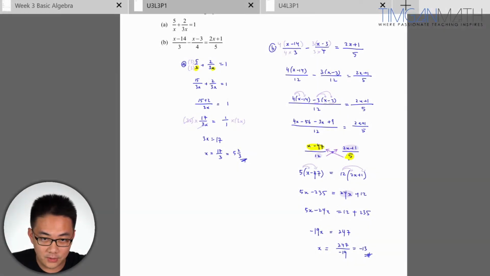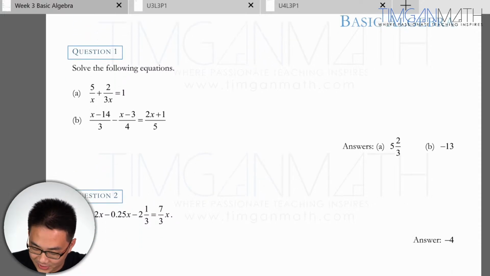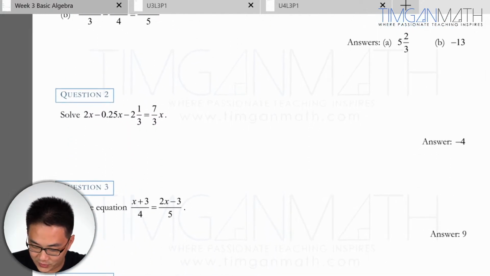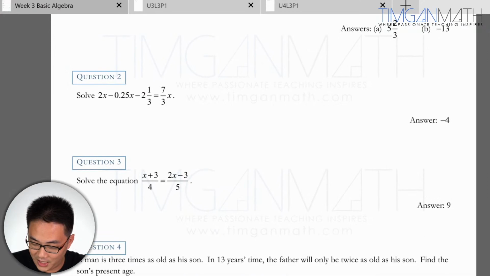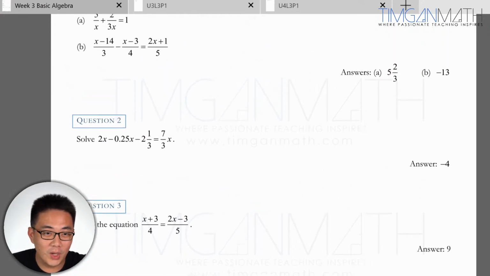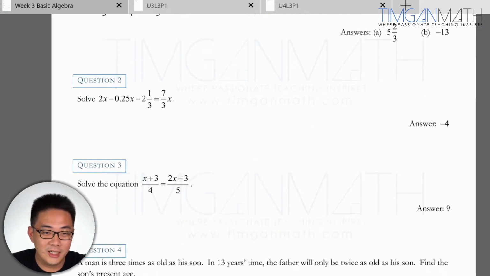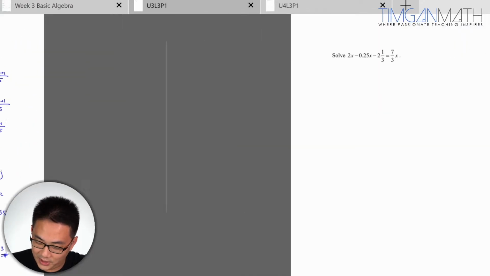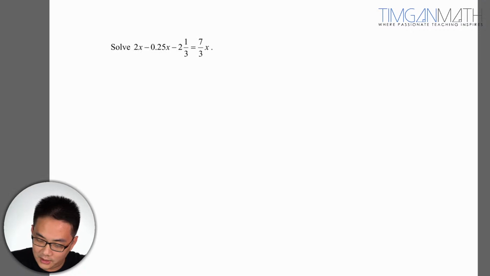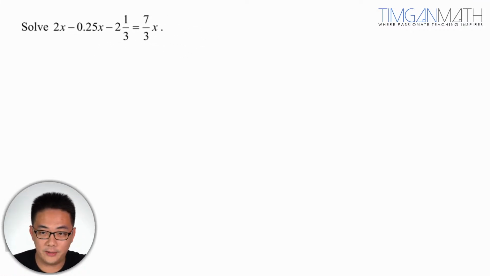So let's look at the subsequent question, which is question 2. Oh, this looks good. I think questions 2 and 3 are probably easier than question 1 which we did, right? So let's just do 2. Let's look at this.